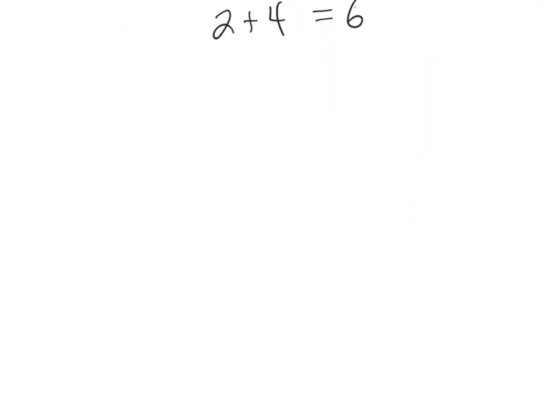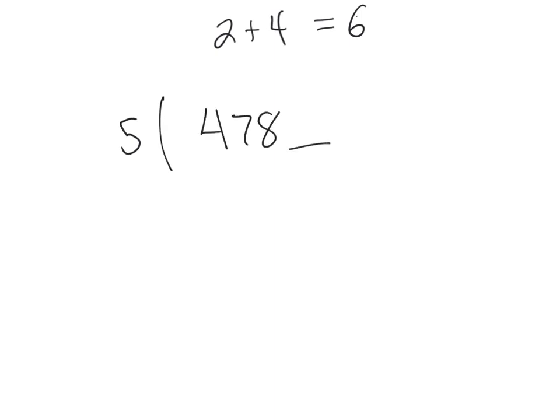Let's do one with 5. 5 is a pretty easy one. So 5 goes evenly into this number, 478 blank. Remember that in order for 5 to go evenly into a number, it has to end in either a 0 or a 5. So we have those two options for this last number.